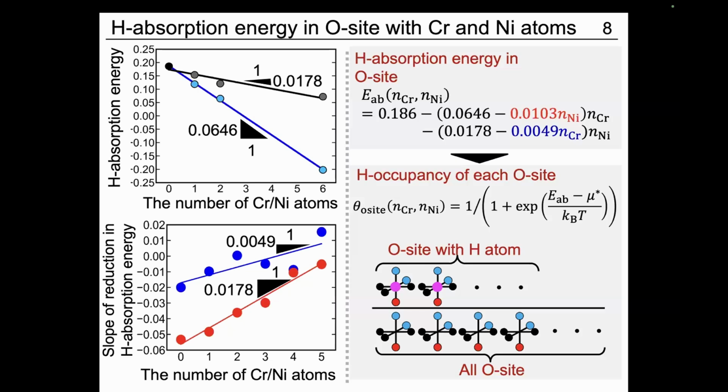By using this equation, we can calculate the hydrogen occupancy of each octahedral site. The hydrogen occupancy means the rate of octahedral sites occupied with hydrogen atoms. By using these two equations, we calculated the hydrogen occupancy of the actual iron chromium nickel ternary systems.